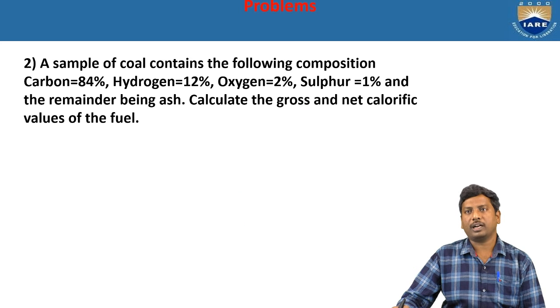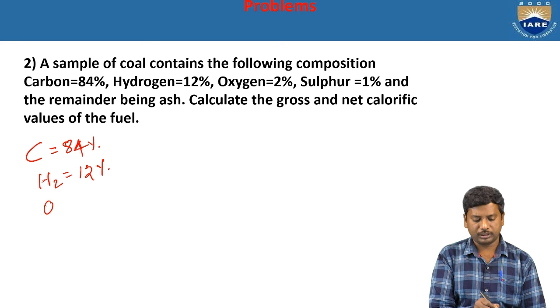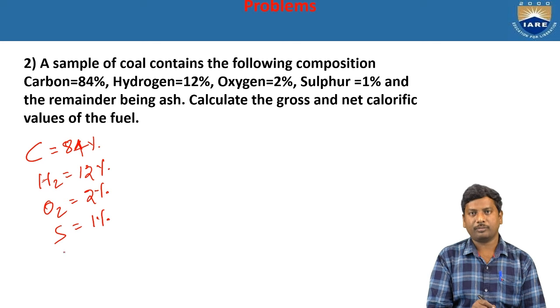A sample of coal contains the following composition: carbon is equal to 84%, hydrogen is equal to 12%, oxygen is equal to 2%, sulfur is equal to 1%, and the remainder being ash. Calculate gross and net calorific values of the fuel. That means the given contents are: carbon is equal to 84%, hydrogen is equal to 12%, oxygen is equal to 2%, sulfur is equal to 1%, and the remainder being ash.